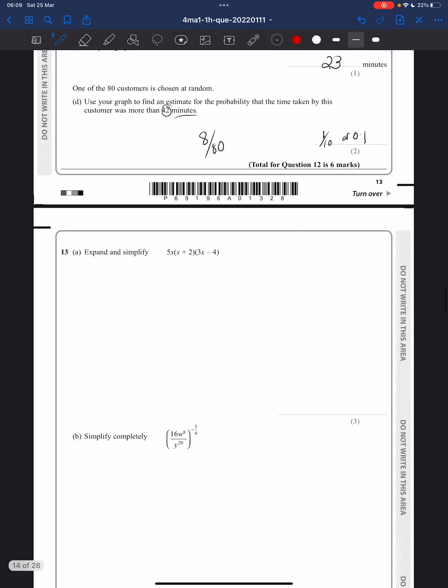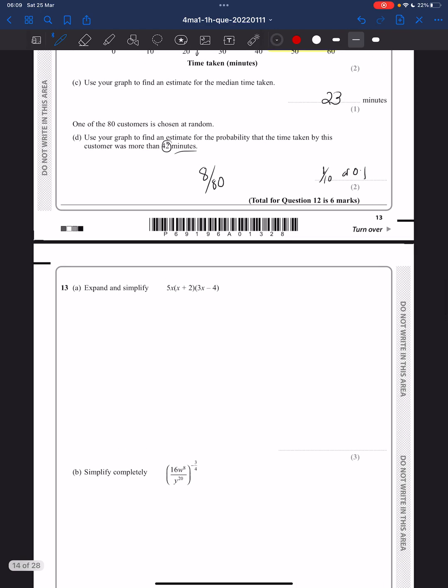Expand and simplify. 5x, x plus 2, 3x minus 4. I will start by doing x plus 2 times 3x minus 4. In fact, I'll write it like this. Now I put them like this because some people miss out bits, and this forces you to think about the 4 different parts. But if you can do it horizontally, some people do it this way, and that's good as well, as long as you do something that works.